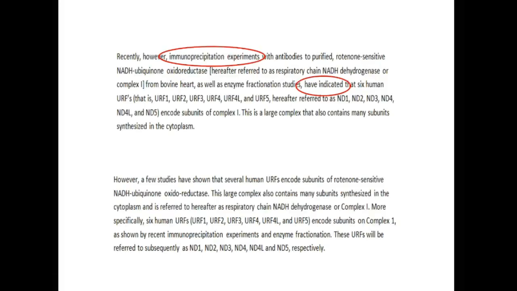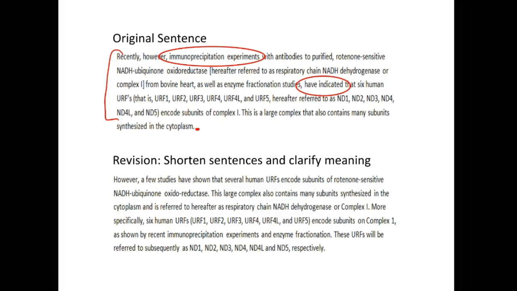So the second part, starting with "recently," we have the same problem. "Recently, however, immunoprecipitation experiments with blah, blah, blah, have indicated that 6 human URFs." So look at this. This is the whole sentence. It's 1, 2, 3, 4, 4.5 lines. I mean, that's a little bit too long. So I've revised this in a couple of ways here. Sorry about this, before we get to practice.